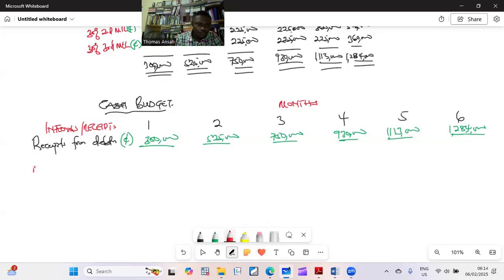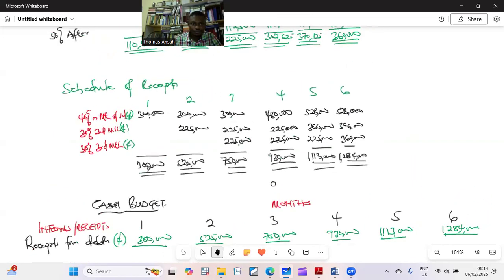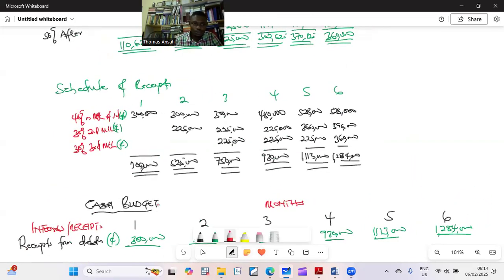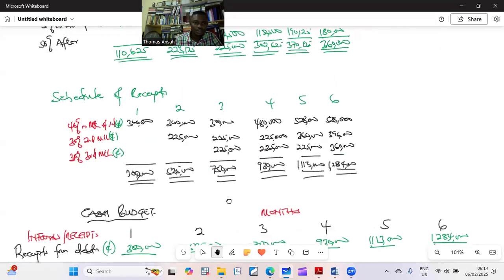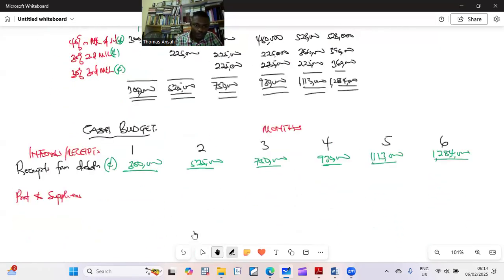Then let's bring payment to suppliers from the raw material aspect. And you did that, and it is somewhere here. Yeah, you've seen that. So the totals, we are going to write it. All right. So I have here 110,625. Next was 223,125. The next was 225,000.